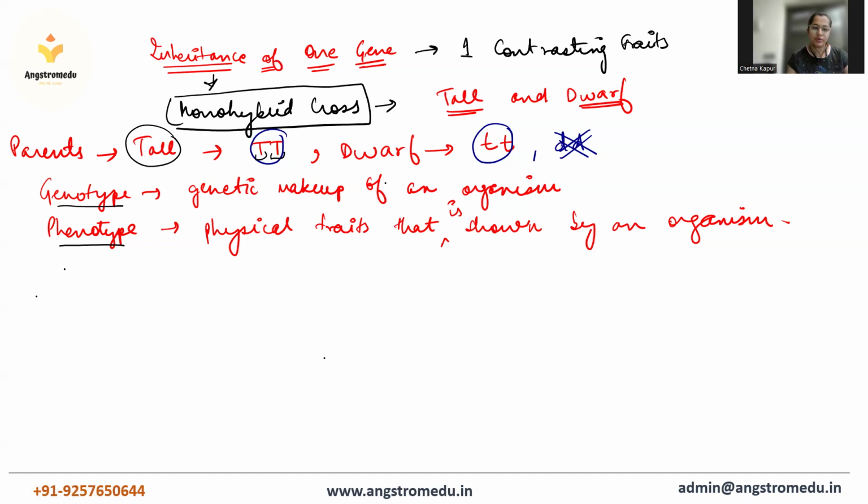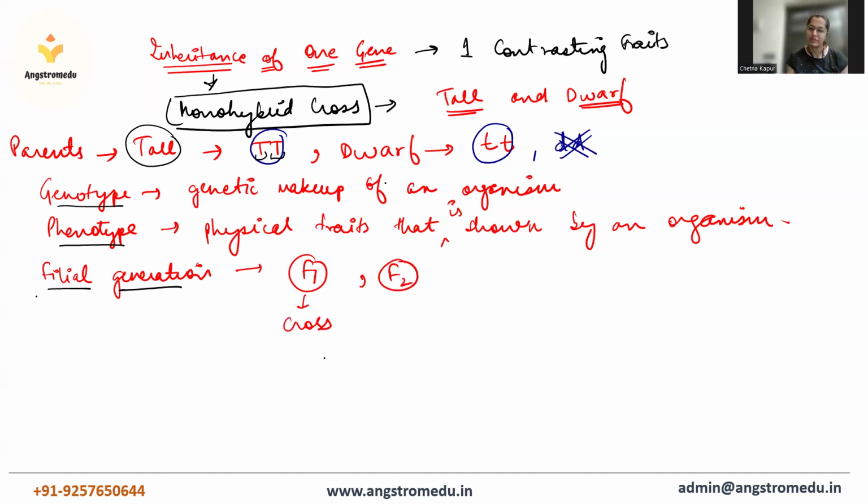Okay, next thing that you should know, what is a filial generation? Filial generation means the offspring that are observed. So in the Punnett square, we'll be talking about the two filial generations. These are typically the F1 generation that results from the crossing of parents, and we observe the F2 generation that is observed when we cross this F1 generation. So F1 or filial 1 generation is the same thing, and F2 or filial 2 generation is the same thing.